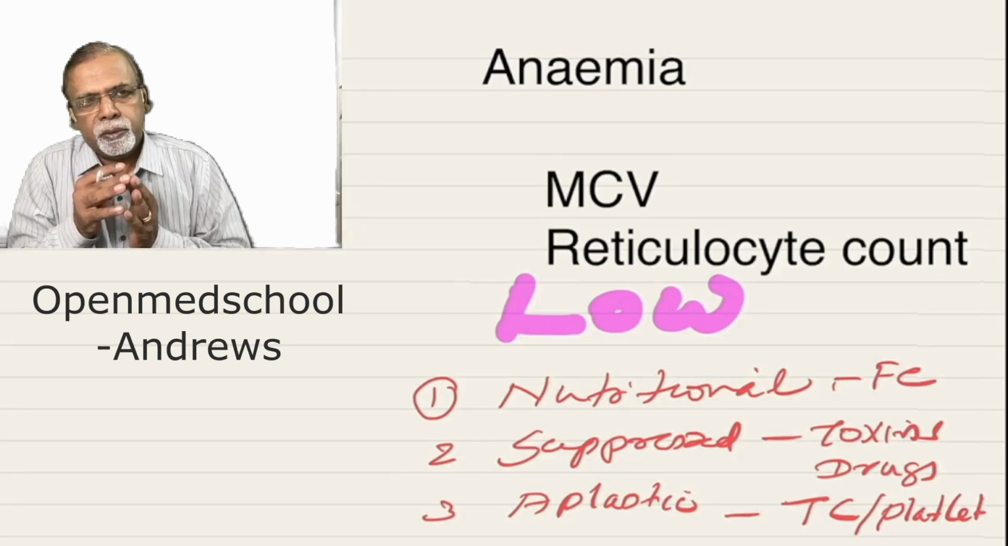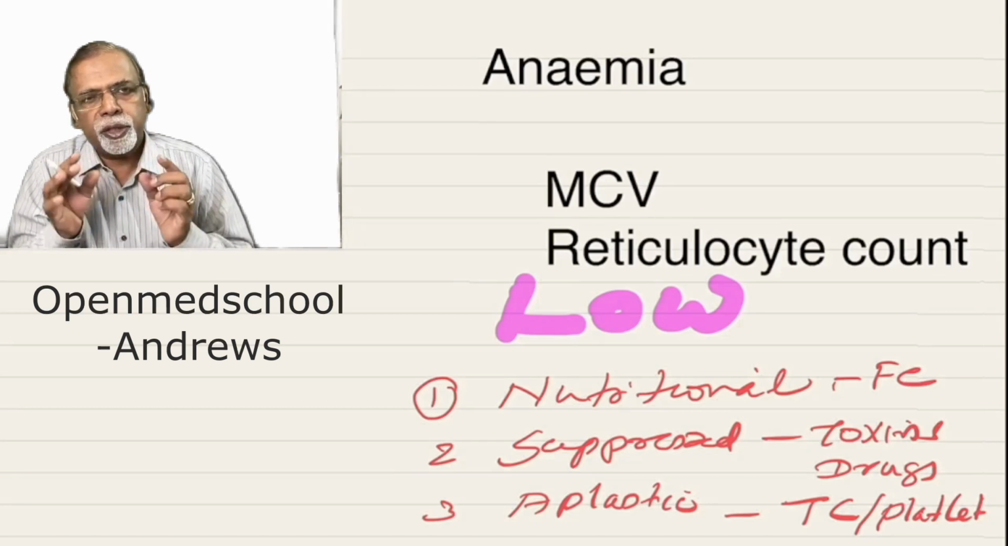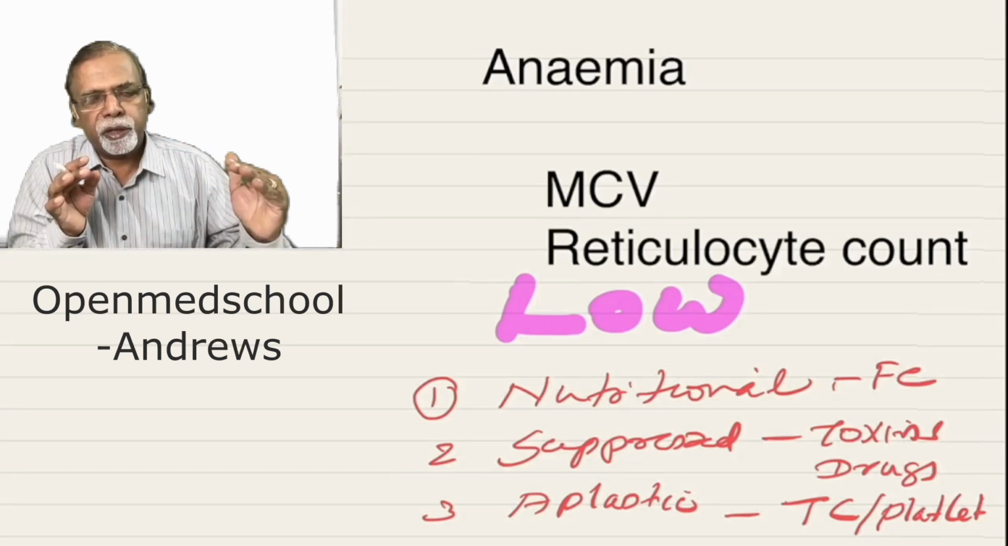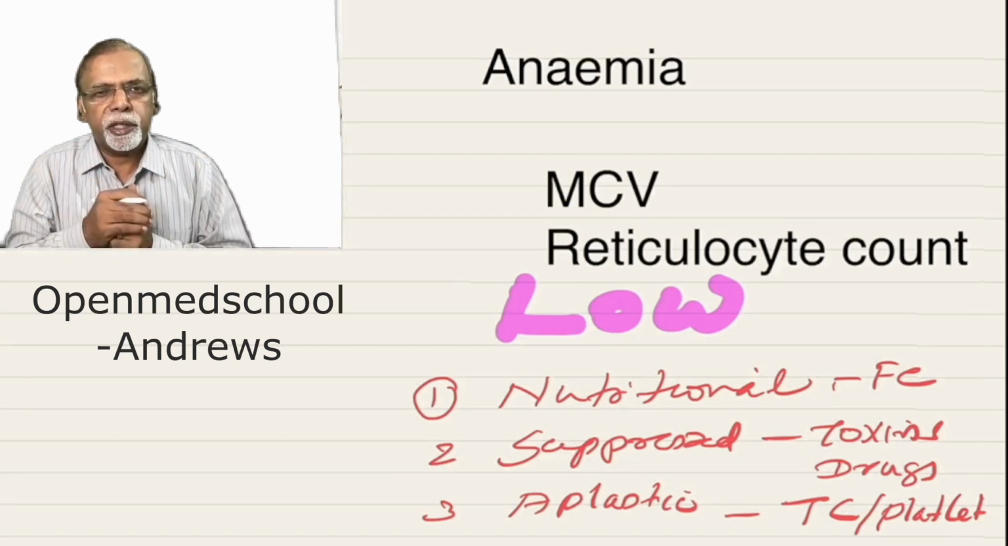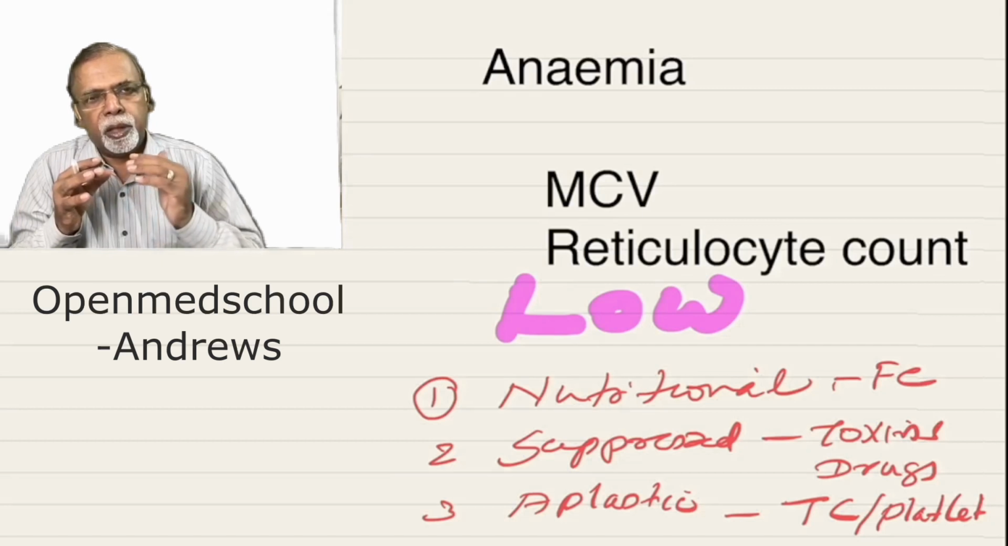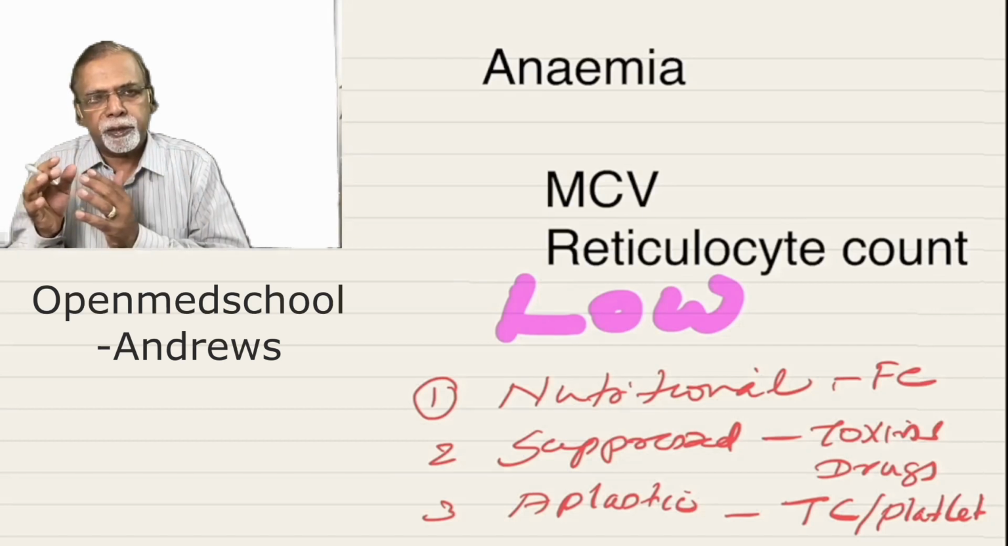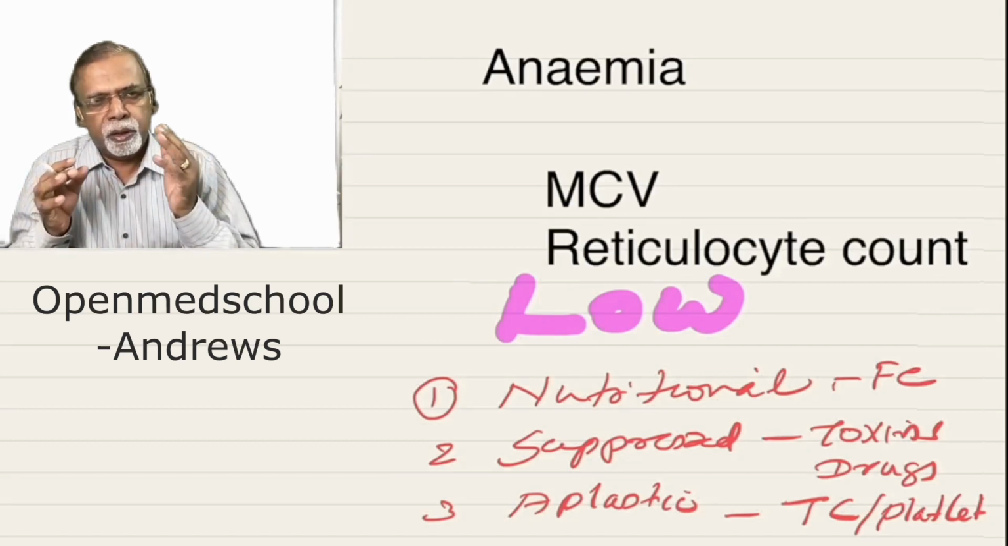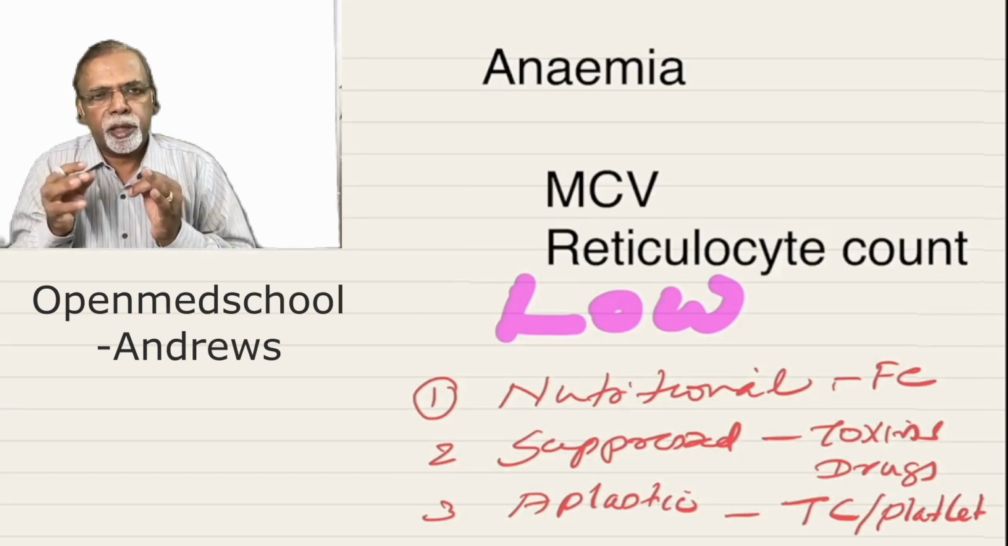So today we have discussed two points: hyperproliferative anemia and hypoproliferative anemia, and how you can diagnose them by looking into the additional findings. That is, one is the Coombs test, second is the serum bilirubin, third is looking at the total count. Hope it was useful to you.